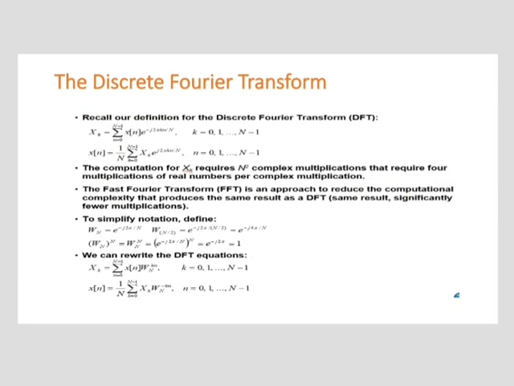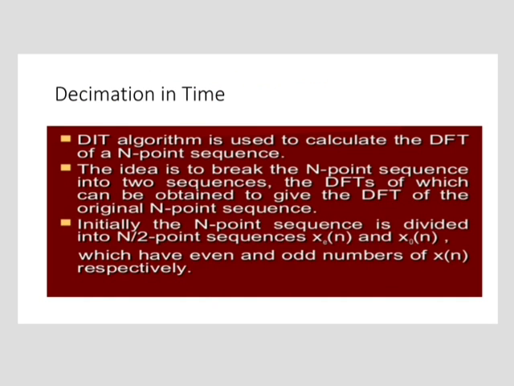In the previous lecture, we have seen the discrete Fourier transform. Now we will see the next type, that is decimation in time and decimation in frequency. The decimation in time and the decimation in frequency algorithms are the typical forms of fast Fourier transform.